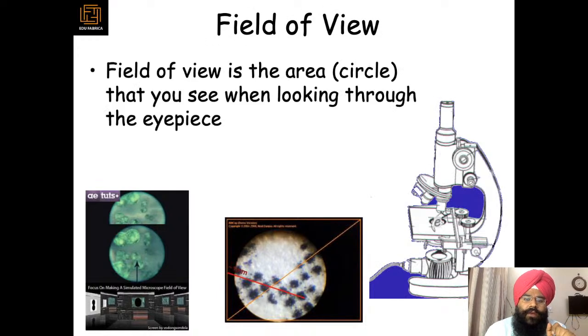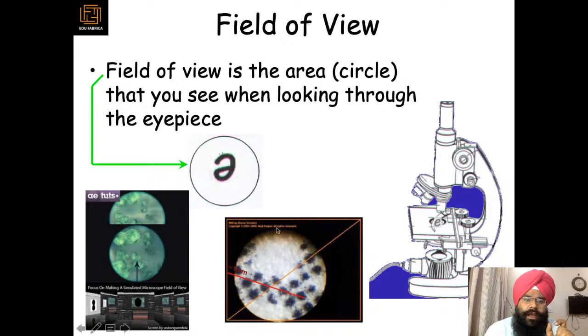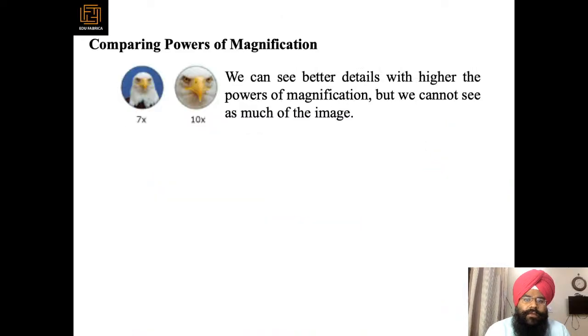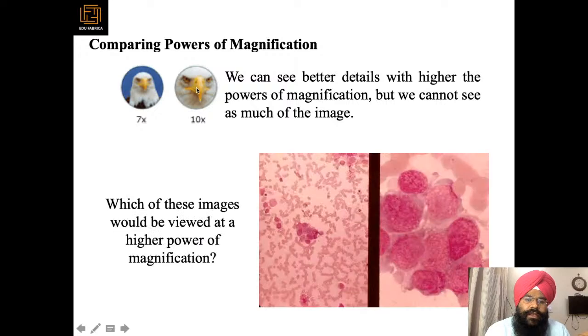So this is the field of view, that's what you see in there. Whatever you are seeing through the eyepiece is in the form of a circle, and it will be opposite and the other way around. If something is seen at 7x like this, then 10x would be like this. So it's much more magnified.